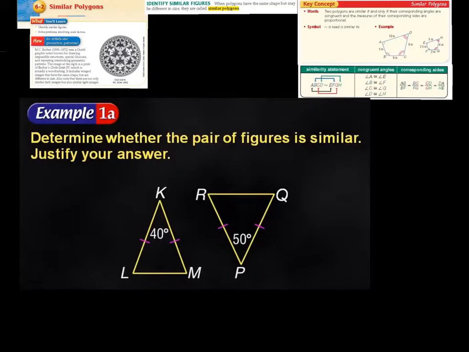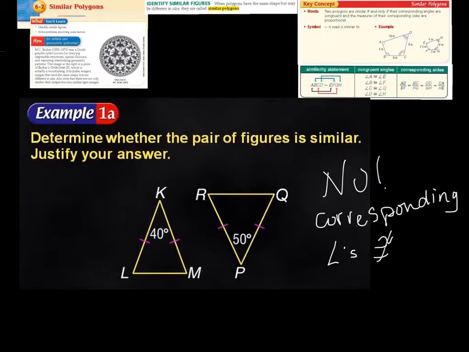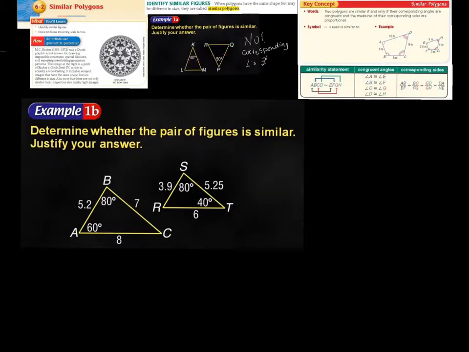For example 1, they ask us to determine whether the pair of figures is similar and justify our answer. I do not have corresponding angles congruent. 40 is not the same as 50, so that's going to be no. So if we're looking for a yes, we want corresponding angles to be congruent. For example 1b, angle C would have to be 40.